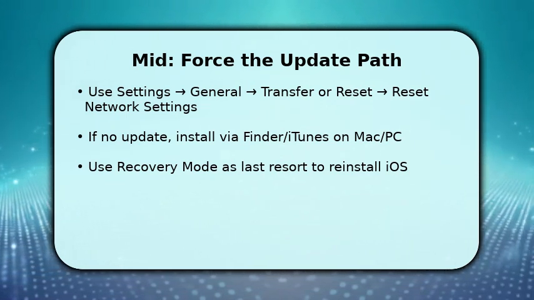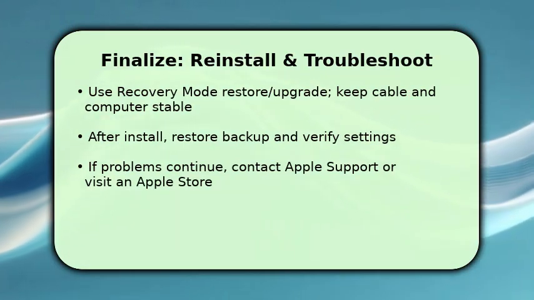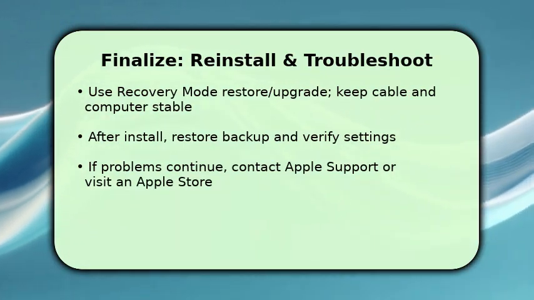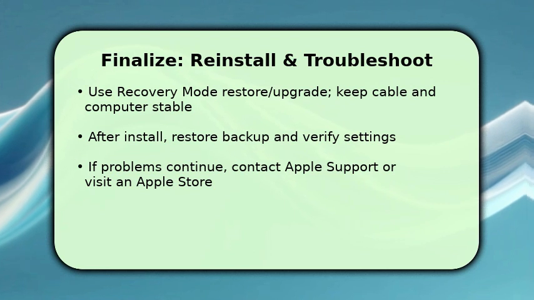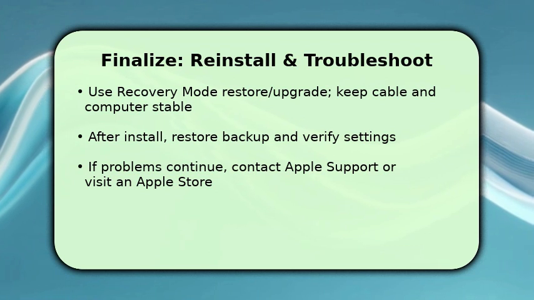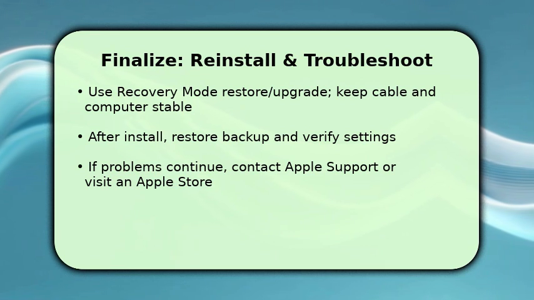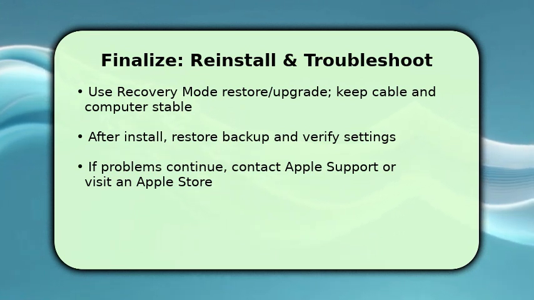Use recovery mode to either update or restore. Connect to the computer, follow the on-screen recovery prompts, and choose Update first to preserve data. If that fails, choose Restore. Keep the cable plugged and the computer awake until the process completes. Once finished, restore your backup, sign in, and confirm features and apps work.